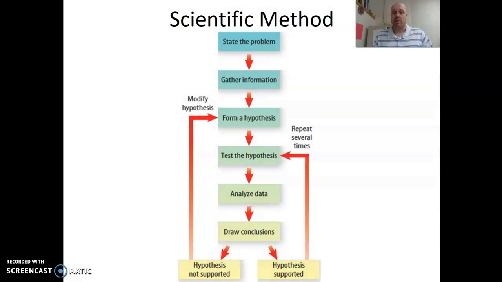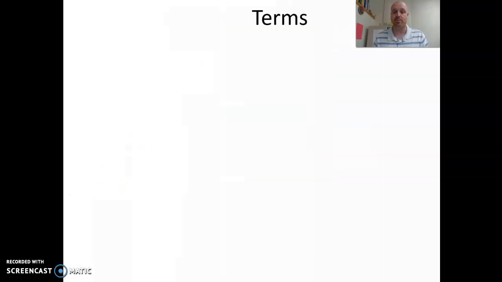So again, here's another picture of the scientific method, and it shows down here at the bottom where the hypothesis was supported or not supported. Depending on what happens, you state the problem, you get information, you form a hypothesis, test it, analyze the data, draw conclusions. If it's supported, you just test it again a couple times to make sure that you're correct. And other people will also test it. As we go through some of the major discoveries, it talks a lot about how people tested it and found out whether it was true or not. And if it's not true, then they change their hypothesis and they try again.